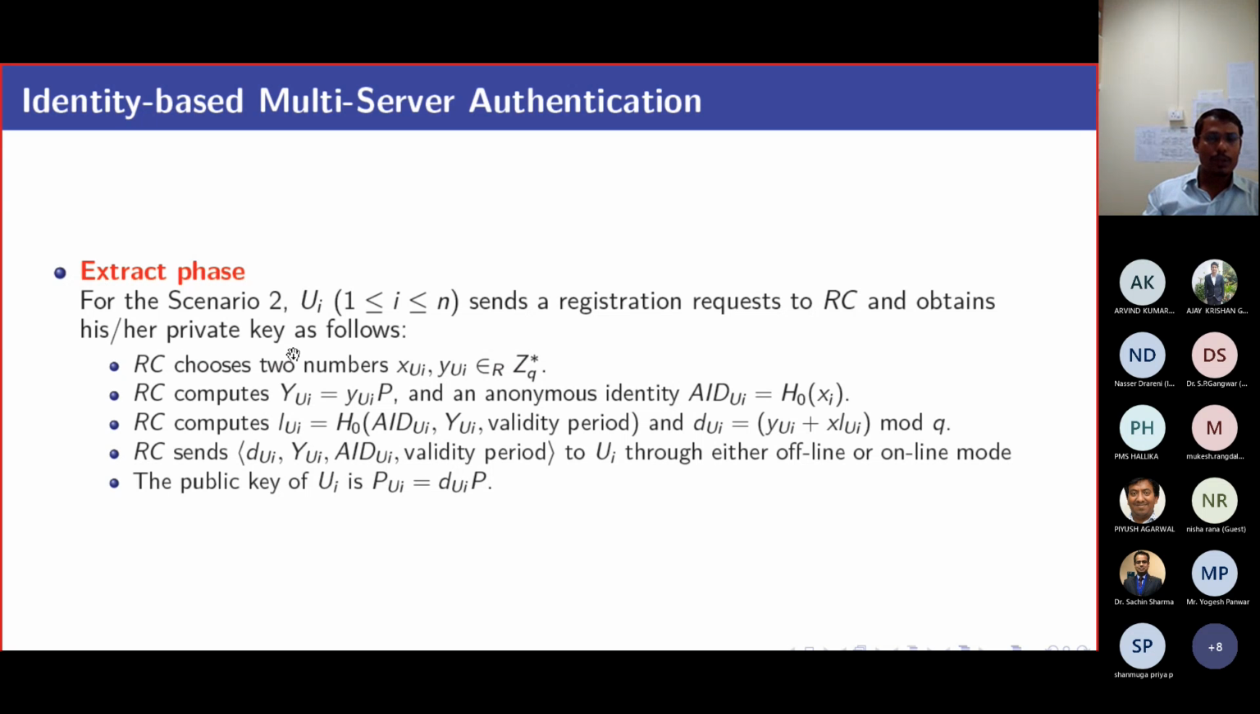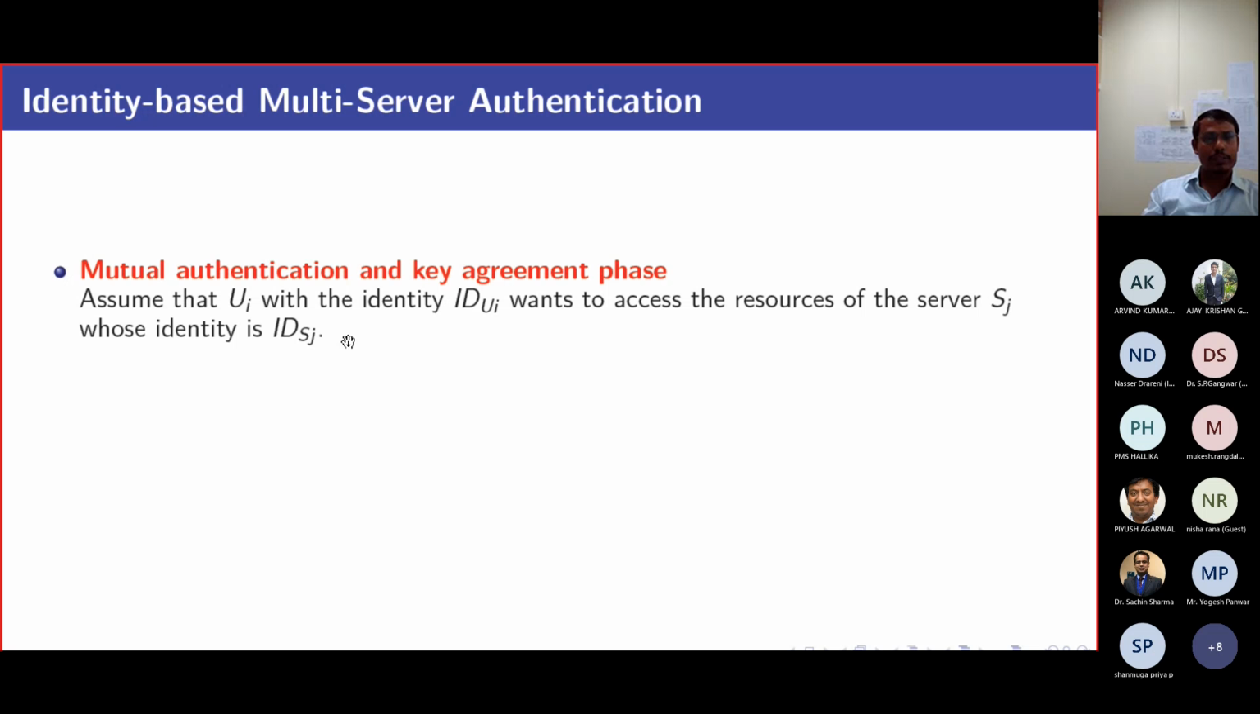So next time, if the user wants to perform anonymous communication, this pseudo identity will be used. Otherwise, the normal identity will be used for the normal authentication. So the application server and the user each compute their public and private keys. Now the user can perform mutual authentication with any application server.